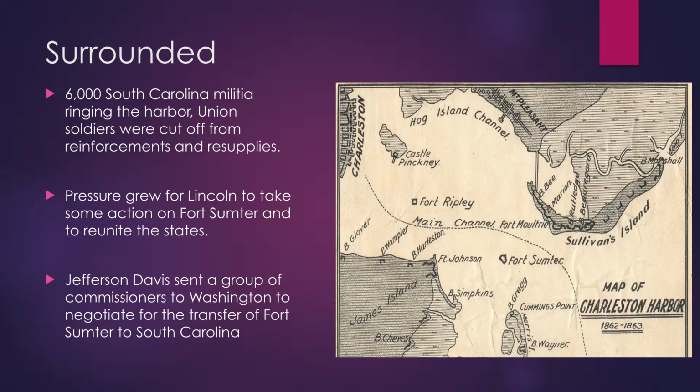Lincoln thought of the Southern secession as artificial. In fact, Jefferson Davis sent a group of commissioners to Washington to negotiate for the transfer of Fort Sumter, as a Union fort, to South Carolina, a fort of the Confederate States of America. This delegation was swiftly rebuffed and sent back home to the South.